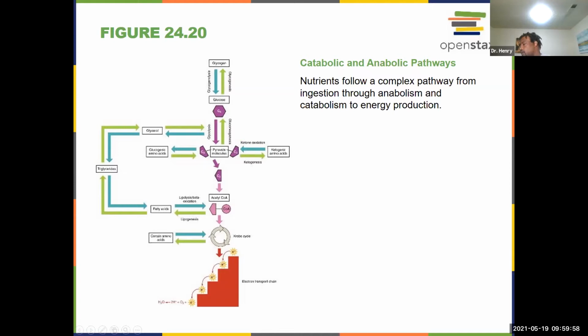Okay, so this here is just a combination of the entire metabolic pathway. So that's the catabolic and the anabolic pathways combined. Okay, the catabolic is going to be the one in blue. The anabolic is going to be the one in green. Okay, so at this point, we've kind of talked about each of these different pathways, and so you should kind of be familiar with it, pretty much.